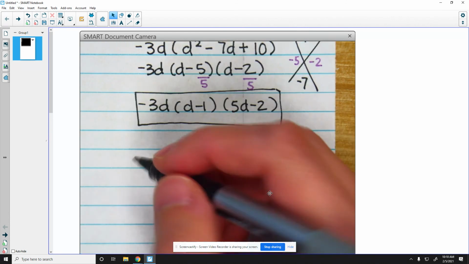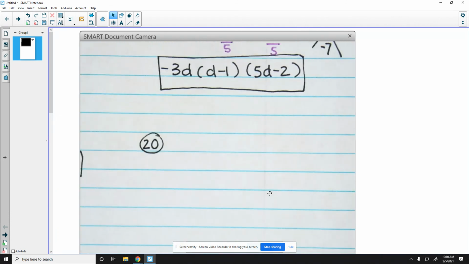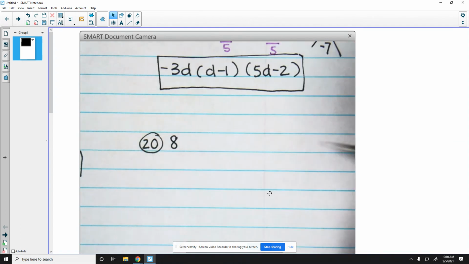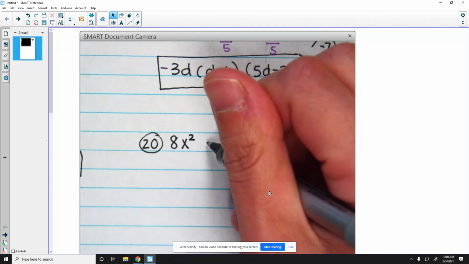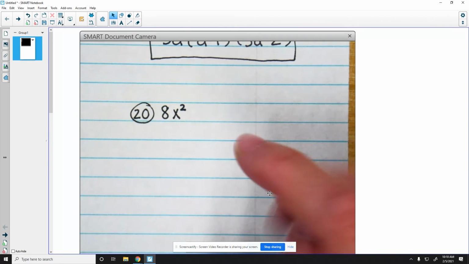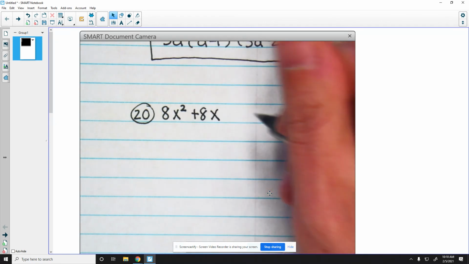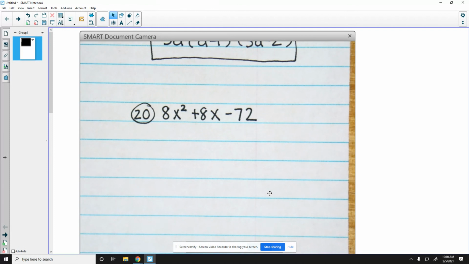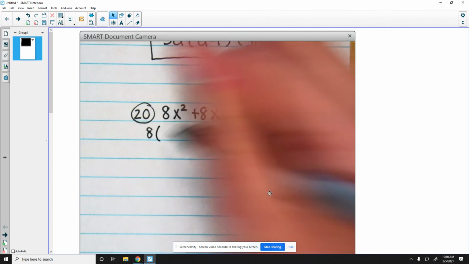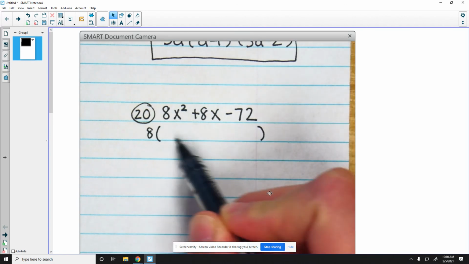All right, next one I'm going to do is number 20. So I have 8. Okay, it says t, but I'm really going to just write x. My t's are the worst, so I'm just going to write x. Okay, 8x squared plus 8x minus 72. All right, online kids, what's the first thing I do? Take out an 8. Take out an 8. Okay, left over, online kids, what do I see?